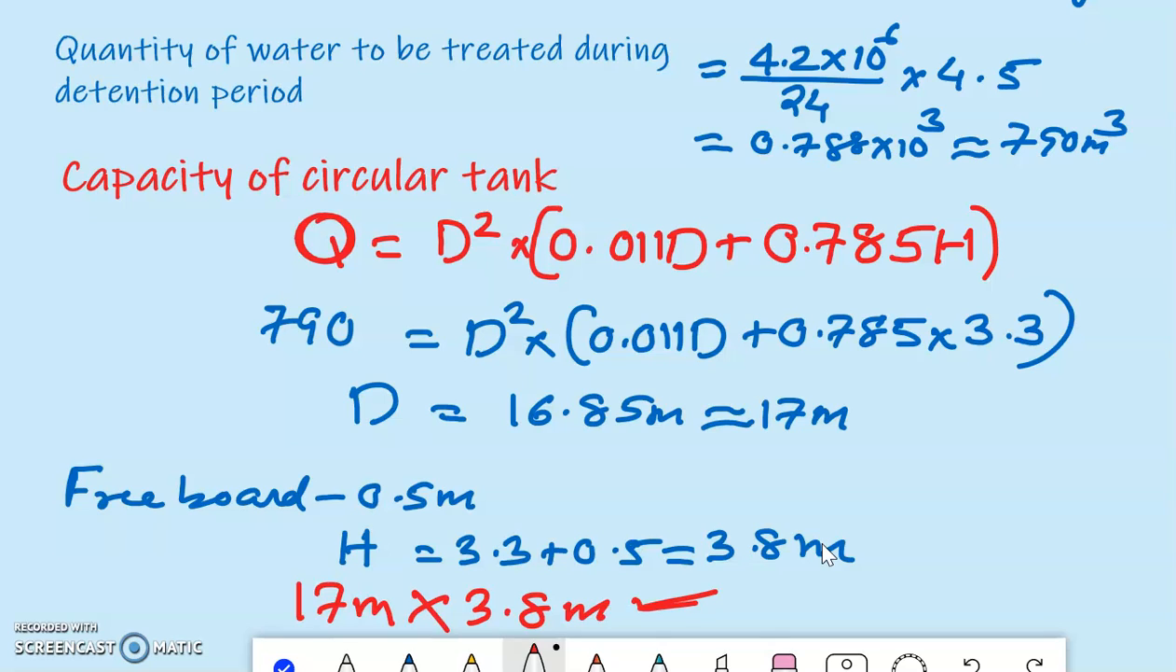Whenever we design a tank, always go for checking whether this surface overflow rate is within the limit we need it. So after the design, just check what is the surface overflow rate, and it should be always less than 40,000 liter per meter square per day. So just check it and then say, okay, your design is safe.